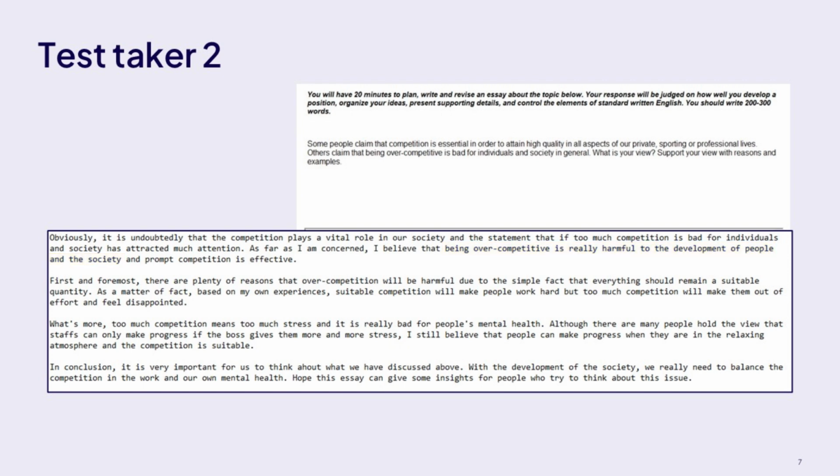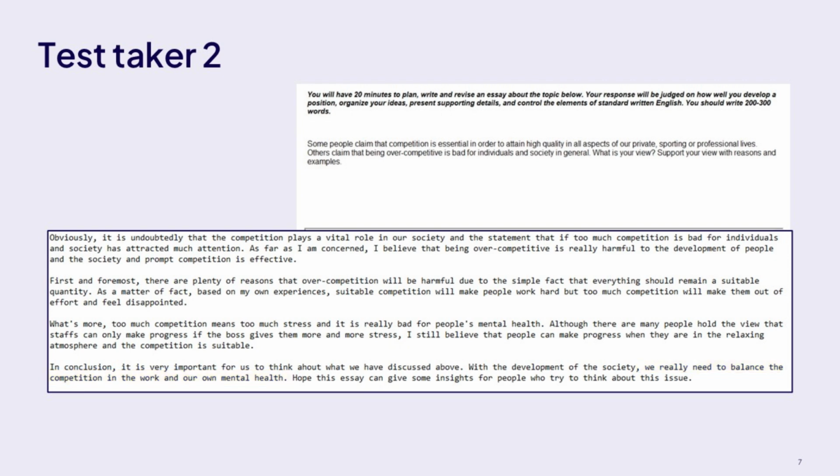They also offer some reasons in the body of the essay, such as too much competition means too much stress, and it is really bad for people's mental health. They then restate their point of view in the conclusion, writing, "We really need to balance the competition in the work and our own mental health."